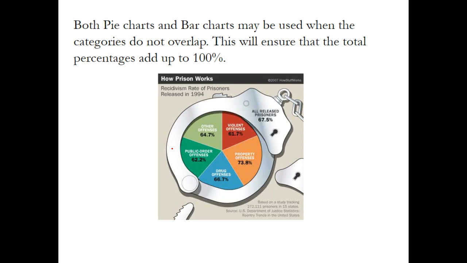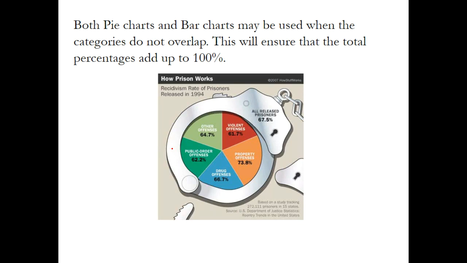You could have had someone who's arrested for multiple offenses. They could have been a violent offender and have a public order offense and have been a released prisoner. So there's just a lot of overlap in this graphic, so it's not a very good graphic.